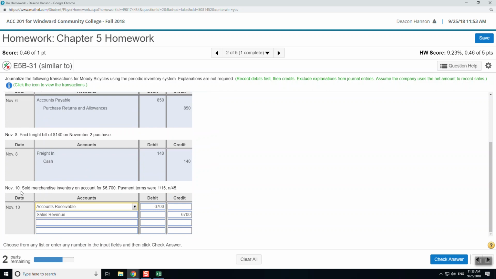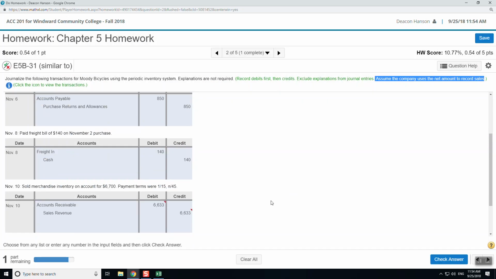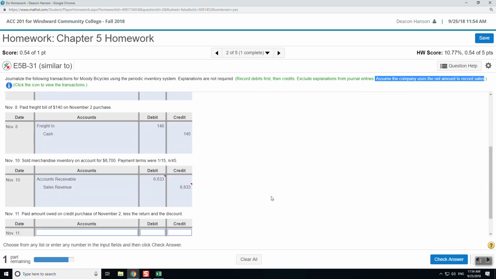No, because they have 15 days from November 10th to get the discount. What does it say up top? Oh, yes. Assume the company uses the net amount to record sales. So it's assuming that they get the discount up front. Is that what they're saying? Go ahead and click that. What do they want? Okay, so they're using the net method. They're putting the discount in off the top, which is okay.